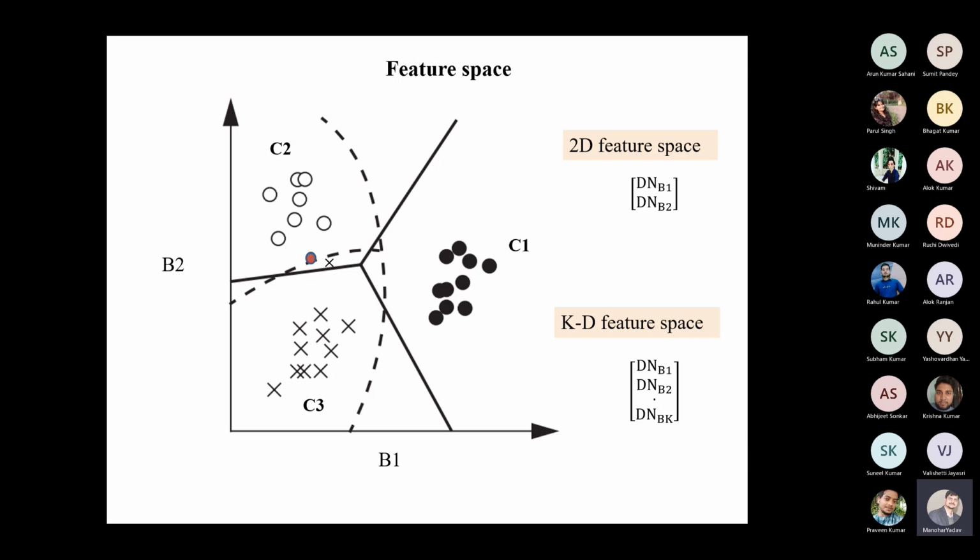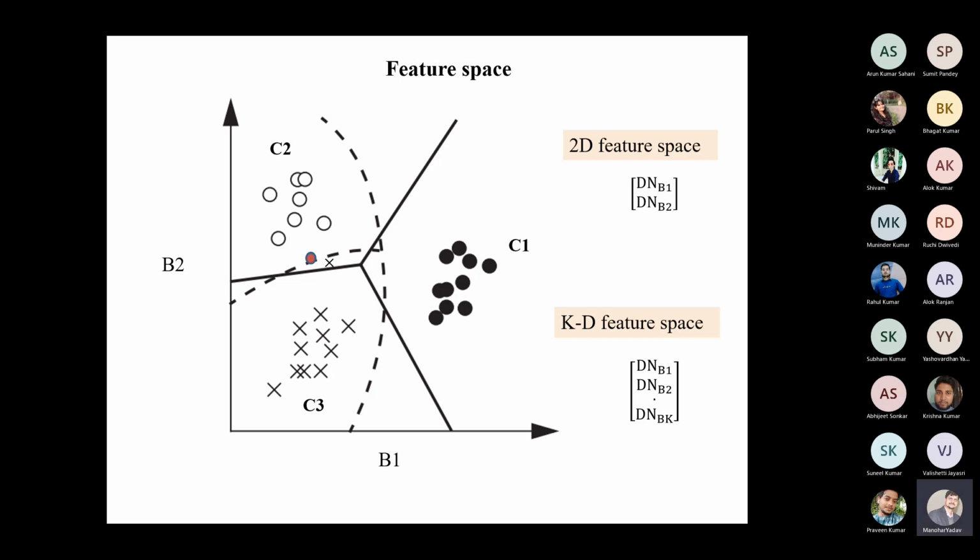Minimum bounding rectangle means in class C2, what is the minimum digital number for band B1 and what is the maximum DN for band B1? Similarly, what is the minimum in band B2 and what is the maximum in band B2? Using these four values, vertex coordinates are calculated and the minimum bounding rectangle is plotted. So minimum bounding rectangle means within that rectangle, all the digital numbers are confined for class C2.